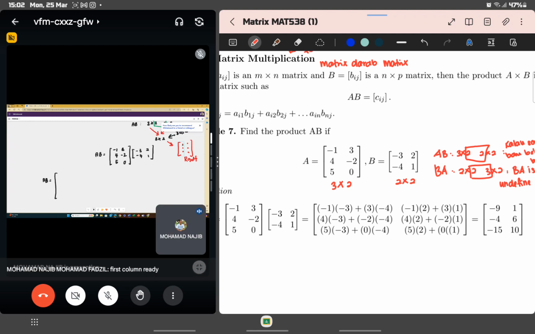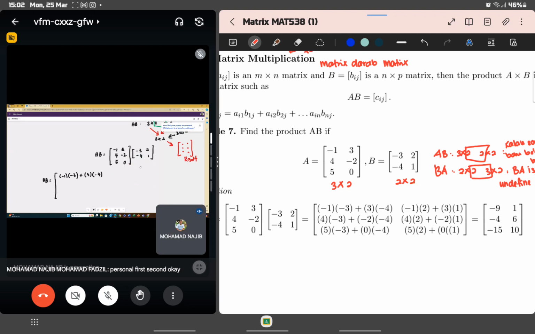Jadi, first row, first column yang mana sini? Yang ni. First row, first column. Jadi, what is the first row? A, -1. Darab dengan first column, -3. Tambah first row 3, second -4. First row, first column. First dengan first, second dengan second.